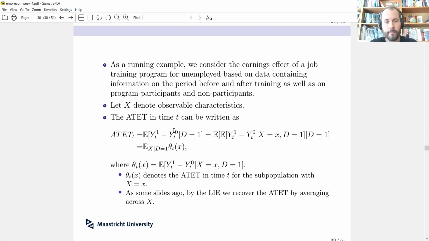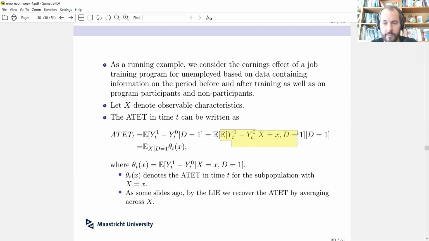So as before, X is a vector of observable characteristics. Something that we've seen already is that we can write the average treatment effect on the treated in a particular time period simply as the average difference under treatment versus non-treatment in the treated group, where of course this thing cannot be observed because we cannot observe this in the treatment group. And by the law of iterated expectations, we can write the same thing where on the inside we also condition on particular X variables.